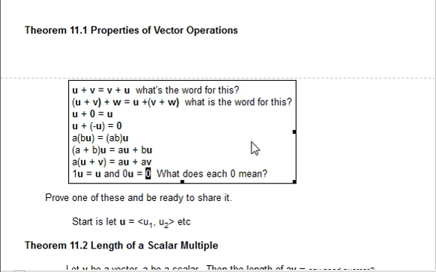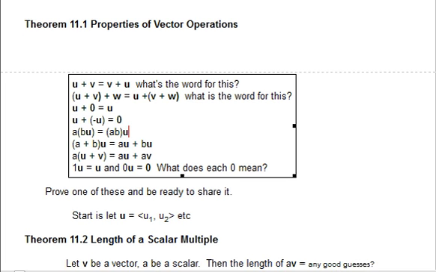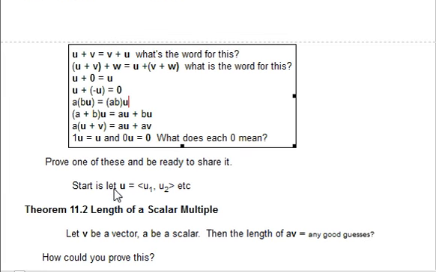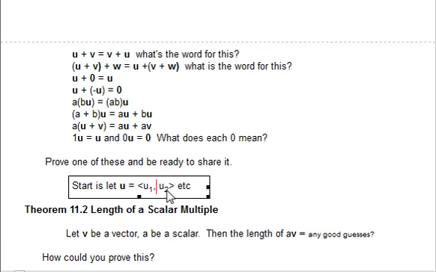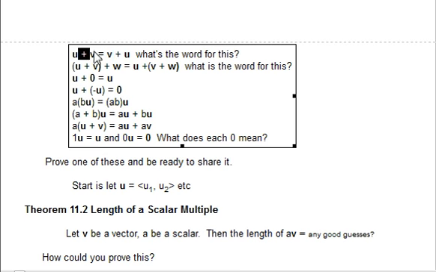So if I was teaching you in class, I'd say pick one of these and prove it and share it with a neighbor. But since this is online, you should be able to just pick one and prove it without too much difficulty. So yeah, if you just start out letting u be the vector u1, u2, and v be v1, v2, then it's really easy to prove this one because you can just write it in the opposite order. And since addition is commutative, then so is vector addition.